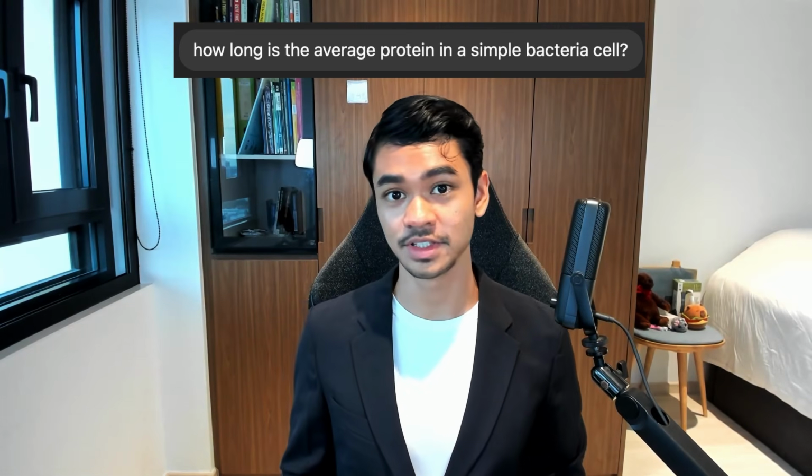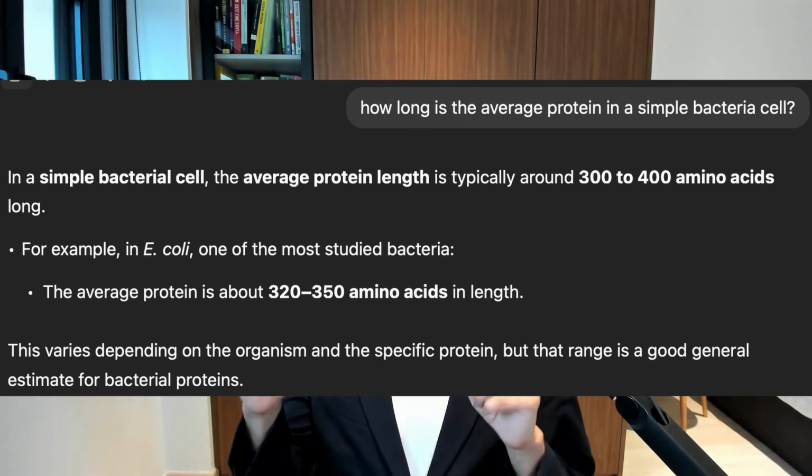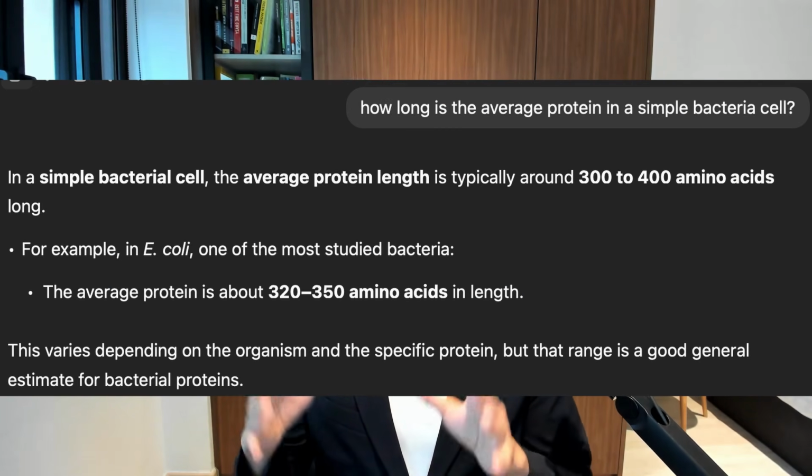So I asked ChatGPT, how long is the average protein in a simple bacteria cell? Now, why am I asking for a simple bacteria cell? Because the very first primitive cells that supposedly formed according to evolutionists would likely have simpler and shorter proteins as well. So the answer is around 300 to 400 amino acids long, and let's give an average of just 350. So now let's calculate the probability of having 350 left-handed amino acids stacked in one chain.